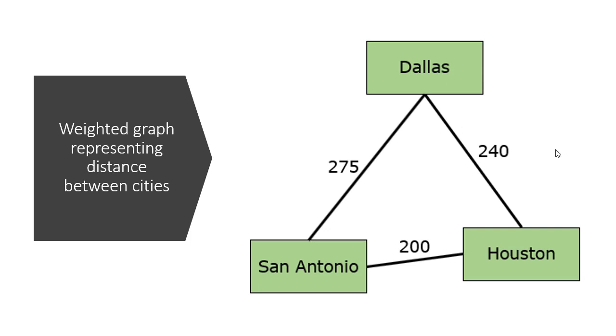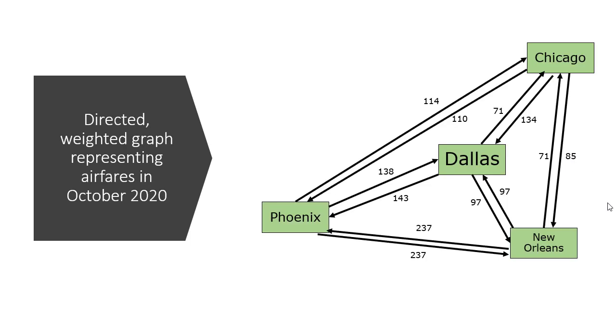Now this is an undirected graph. A directed graph could do things such as represent fares between cities. So these are the actual airfares between these 4 cities from October 2020. You can see to fly from Phoenix to Chicago, it's $114, but it's $110 to fly back. Whereas between Dallas and New Orleans, the price is $97 in each direction.